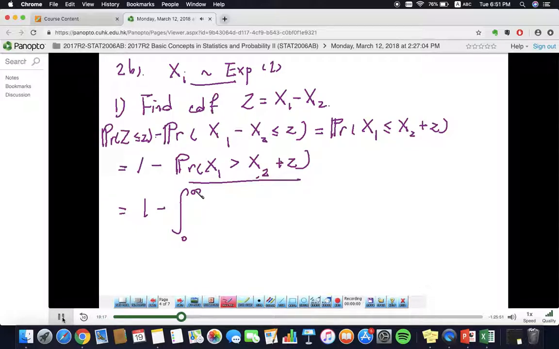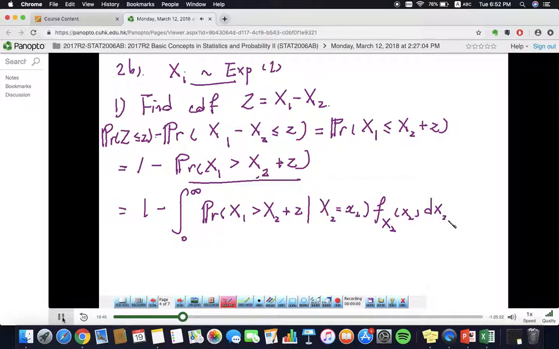And now we would like to compute the probability of x1 bigger than, I use small letter now, x2 plus z as before, but now given that x2 is equal to small x2, times the density of x2, f of x2 dx2. Okay, law of total probability, in a continuous version.